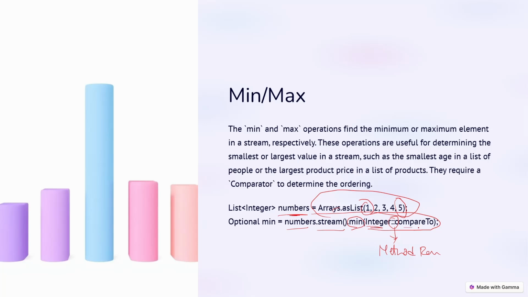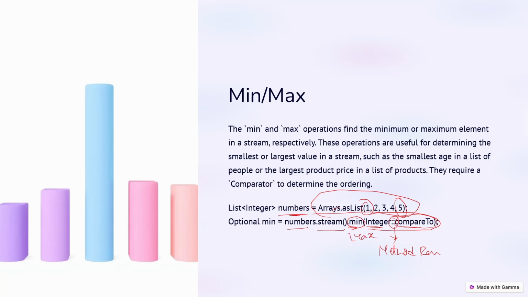So Integer::compareTo. What will this compareTo do? The compareTo method compares values, and it is used with Comparable and Comparator. What is the purpose of this? It compares two values and gives the result. So it will compare these integer values and give the minimum or maximum value. If I give min, it will find my minimum value. If I give max, then it will find the maximum value.